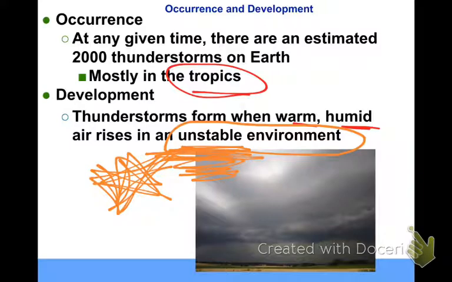Just like with all keywords, they are important, and I wouldn't keep pointing out keywords if they weren't important. So make sure that you do know that. So we've got a lot of thunderstorms occurring on the earth. Most are in the tropics because they're warm and humid in an unstable environment. That is how you could have summarized this entire slide. So I will give y'all a second as you finish writing, and then we will move on to the next slide.